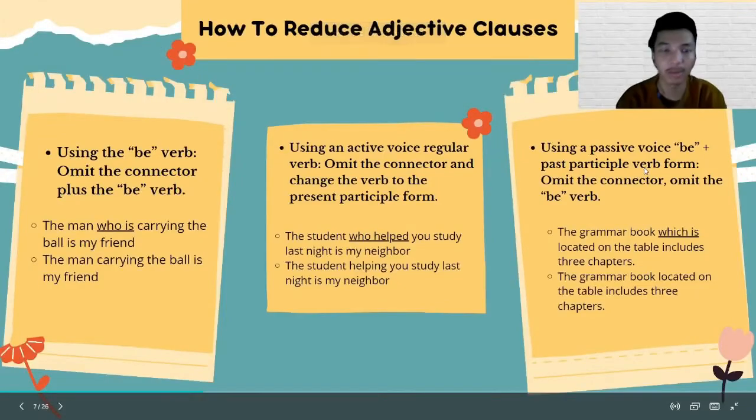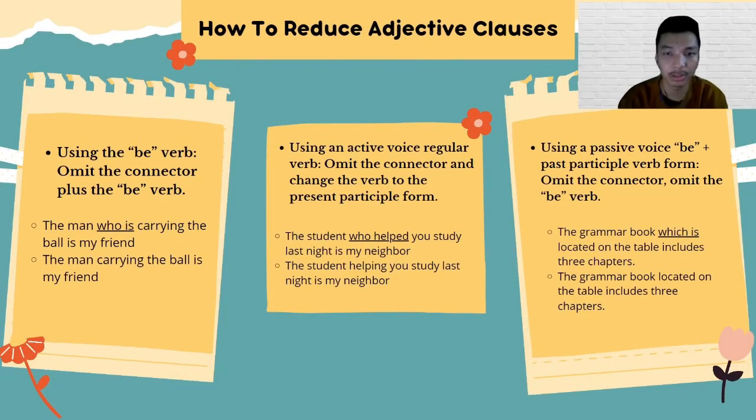Okay, next I will explain how to reduce adjective clauses. When reducing adjective clauses, we need to remember one simple rule. That is, do not reduce adjective clauses which use object relative pronouns. Instead, adjective clauses using subject pronouns can be reduced. There are three situations for reducing adjective clauses. The first one is adjective clauses using the be verb. In this situation, we simply omit the connector and the be verb to reduce it.